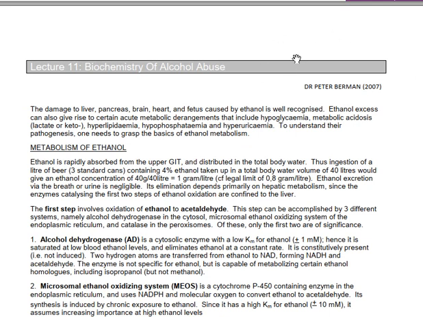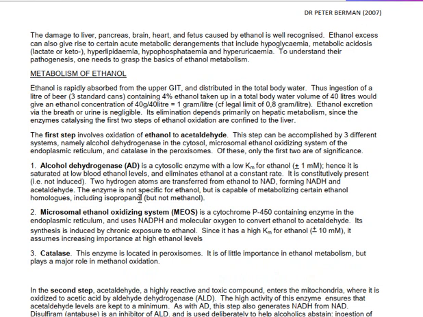Dr. Peter Behrman. Now we are going to start with the Biochemistry of Alcohol Abuse, with the metabolism of alcohol. The major constituent of alcohol is ethanol. There are three main steps involved in the metabolism of ethanol. The first step involves the oxidation of ethanol to acetaldehyde, and this step involves three different systems.